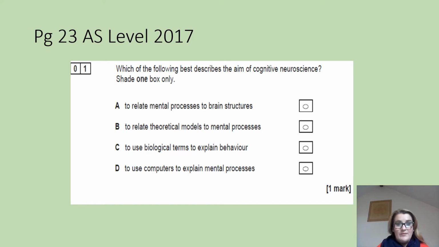Okay, again another multiple choice on page 23 there. So which of the following best describes the aim of cognitive neuroscience? Is it to relate mental processes to brain structures? Think about what neuroscience is. To relate theoretical models to mental processes. To use biological terms to explain behaviour, to use computers to explain mental processes. So all of these terms do relate to cognition, but it's what best describes the aim of cognitive neuroscience. So have a look back in your booklet for that one.